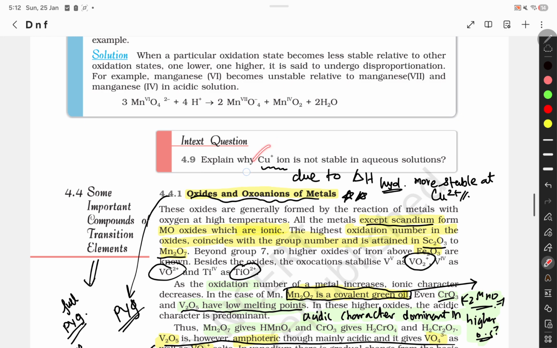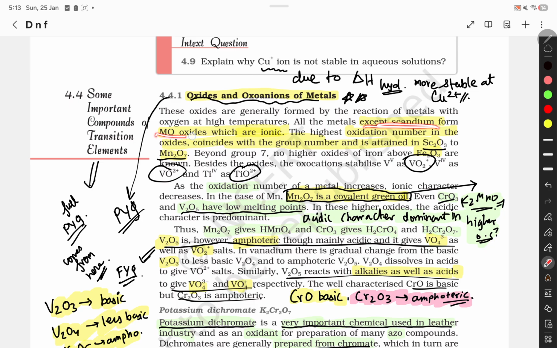It's given to us that Cu+ is actually disproportionating to Cu2+ and Cu. All right. So yeah, that's it. I mean, Cu+ to Cu2+, even though electronically it doesn't favor, it is favored because Cu2+ has high, what do you say, ΔH hydration.